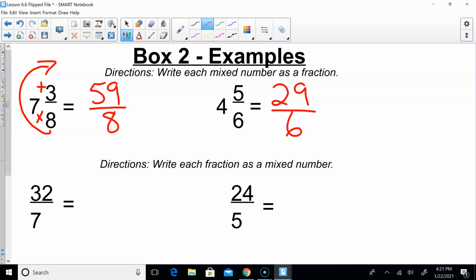And now, we write each fraction as a mixed number. You can pause the video as we bring it back the other way. See if you can get these done and then see if your answers match mine. I've got 7 divided by 32. So I'm just going to show my work over here.